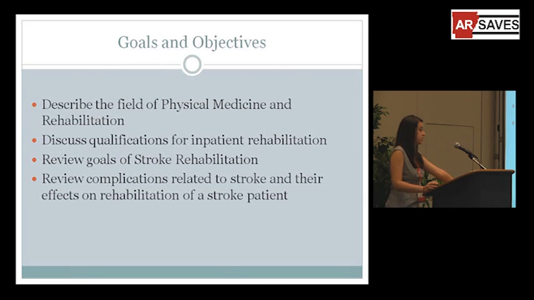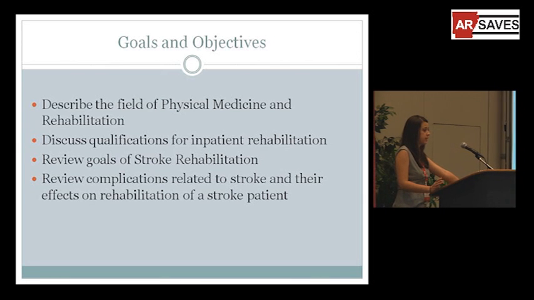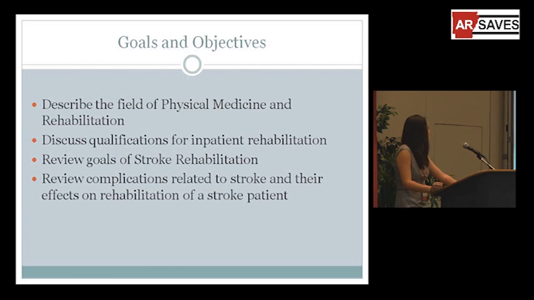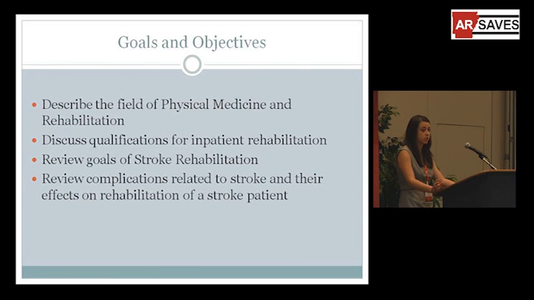Our objectives today are just to kind of go over what physical medicine and rehabilitation is. A lot of people don't even really know what we are as a specialty. We'll also go over some qualifications for inpatient rehabilitation, as well as goals of stroke rehabilitation, complications related to stroke rehabilitation, and some outcome measures as well.